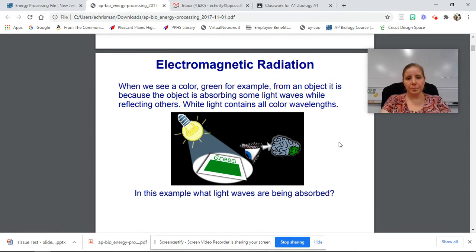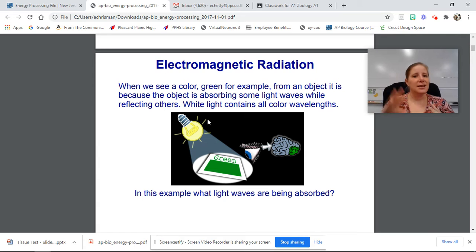So, electromagnetic radiation is going to be the color. Well, color is what we see, which is what is being reflected. So when we see a color like green, it is what the object doesn't need, what it is reflecting, and it's absorbing the rest. So plants are green because they don't need green light. We see green because they are absorbing all the colors but green.